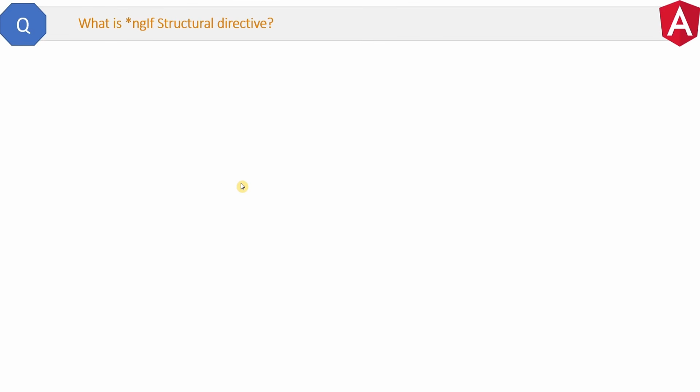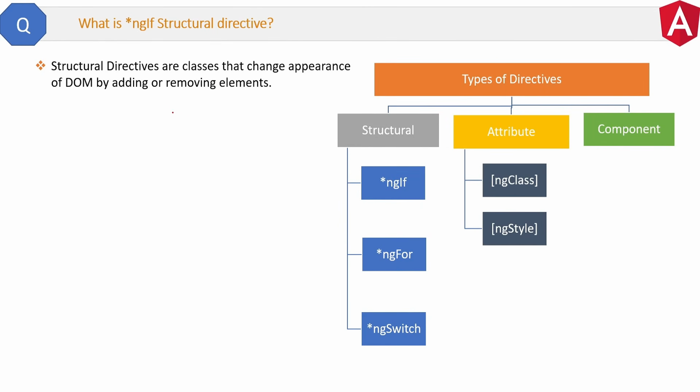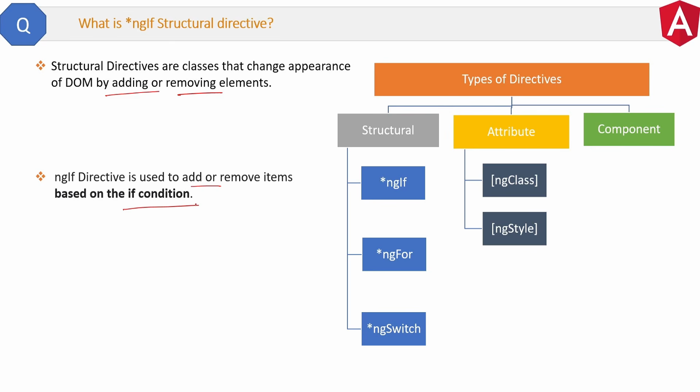What is ngIf structural directive? Let's first recap the structural directive definition. Structural directives are classes that change appearance of DOM by adding or removing elements. For example, in a list you can add or remove items with the help of structural directives. Now, as per structural directive definition, the ngIf directive is used to add or remove items based on the if condition. Now let me show you in the code how this if condition works.